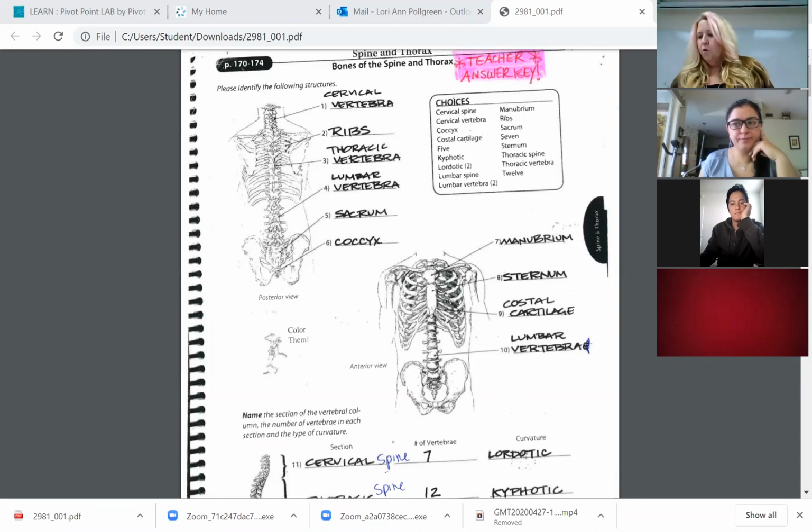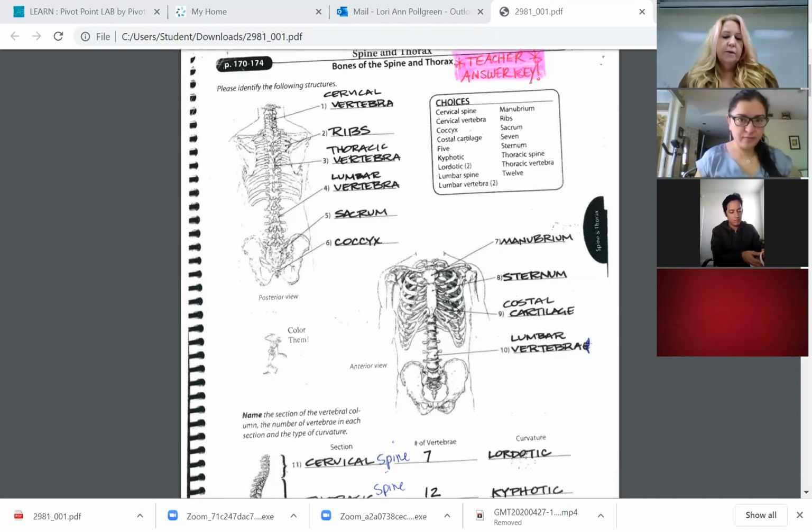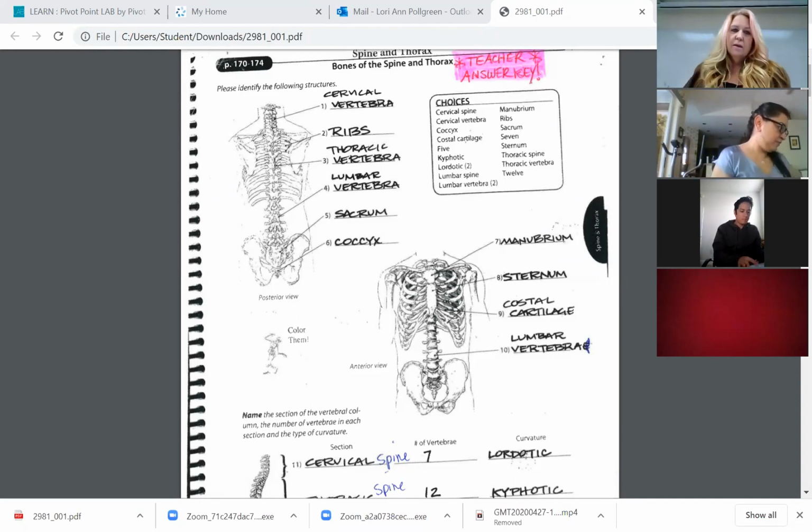So let's just go over this. This very first diagram, the majority of it starts on page 170 of your trail guide. What we're doing is labeling the cervical vertebrae, which is number 1. Number 2 is pointing at the ribs. Number 3 is pointing to the thoracic vertebrae. Lumbar vertebrae is number 4. Then the sacrum, and then the coccyx.